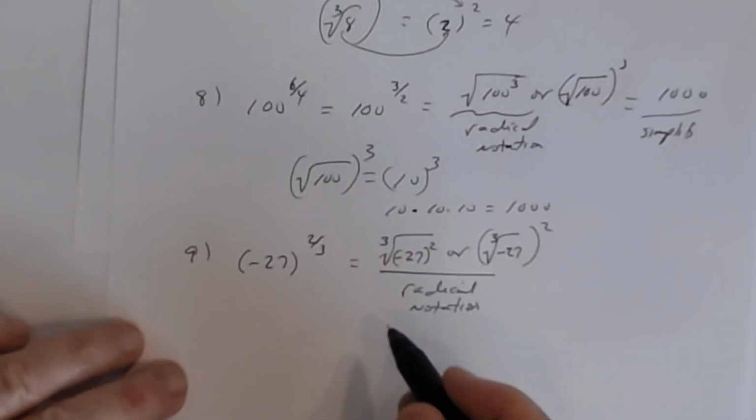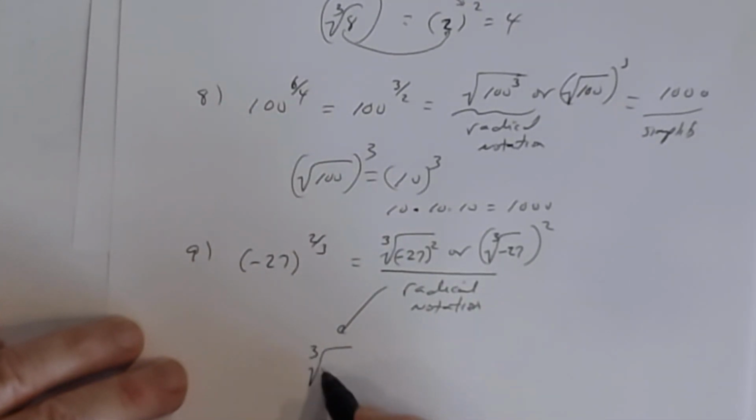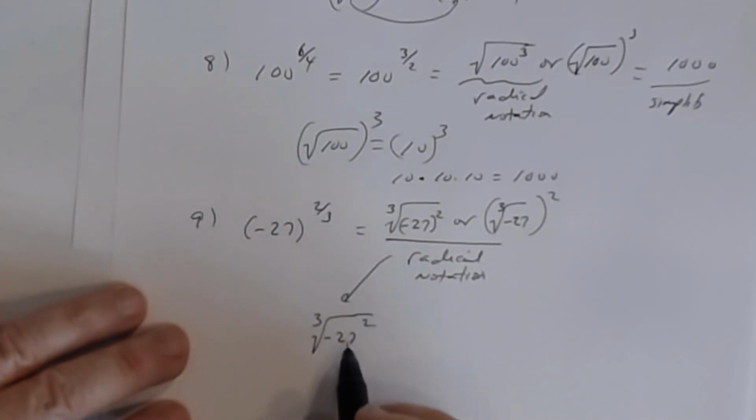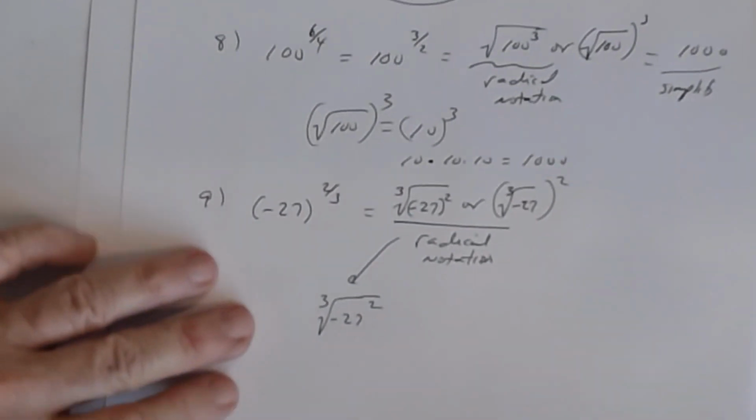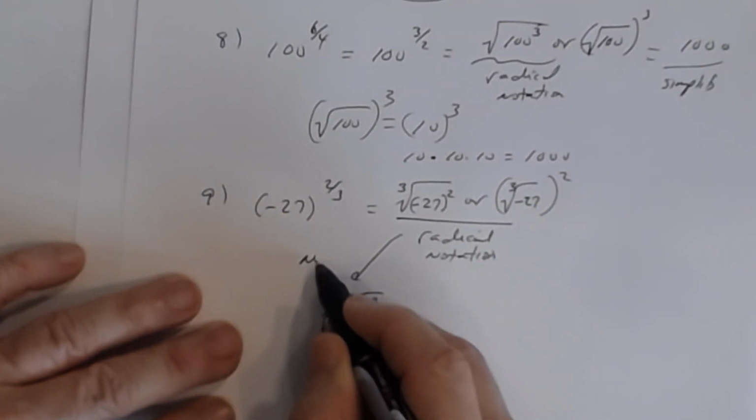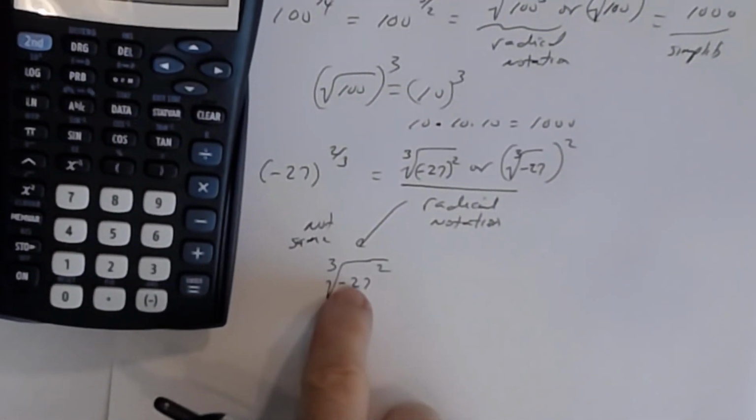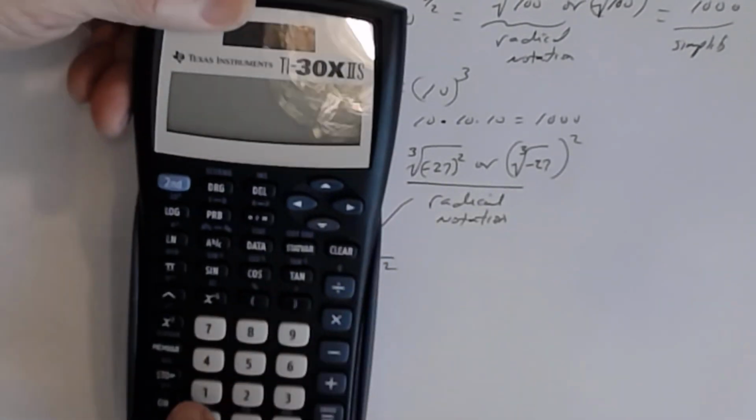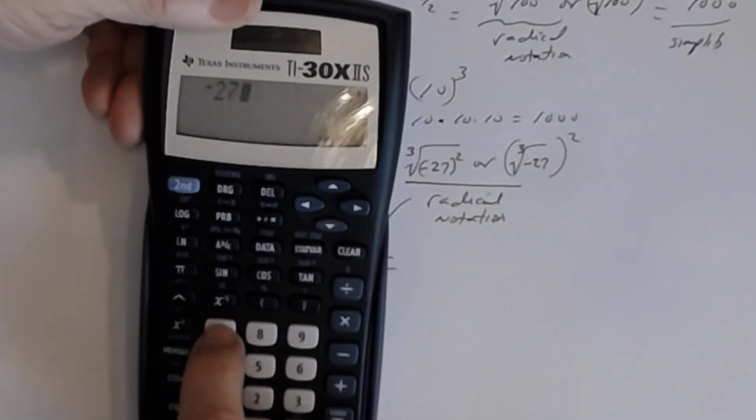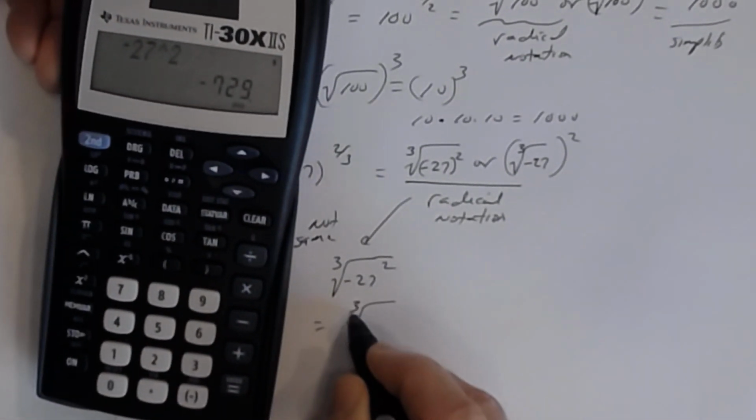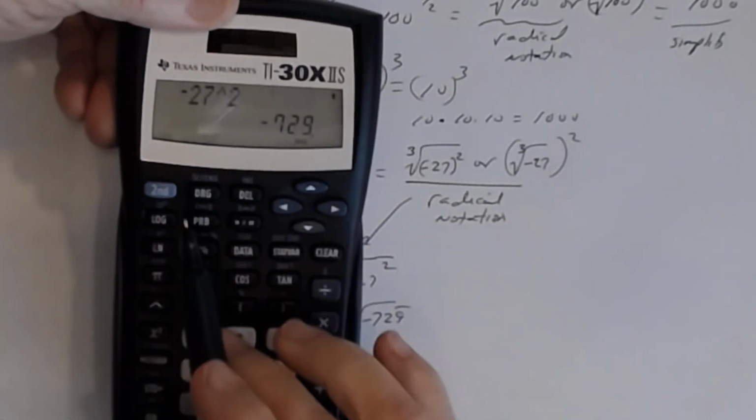So if you wrote this, I just want to remind you, that is not the same as that. When you square this, you're squaring the 27, and then it's negative. So watch, I want to show you something. This right here is not the same. So watch, we're gonna take negative 27 squared. I'm gonna put it in the calculator just as you see it. Negative 27 squared. So when you do that, you get a negative 729. So this is the cube root of negative 729.